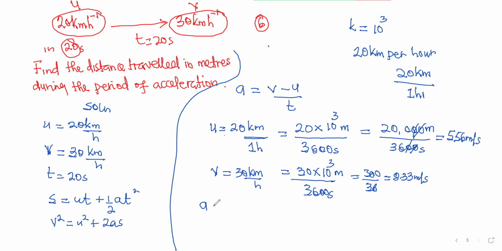Okay, velocity in SI unit, time in SI unit. So 8.33 minus 5.56, all divided by 20 seconds. Can you quickly calculate that for me? 0.1385 meter per second. Give it to me in 3dp. Okay.